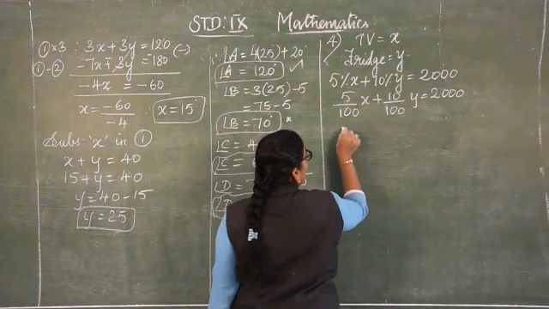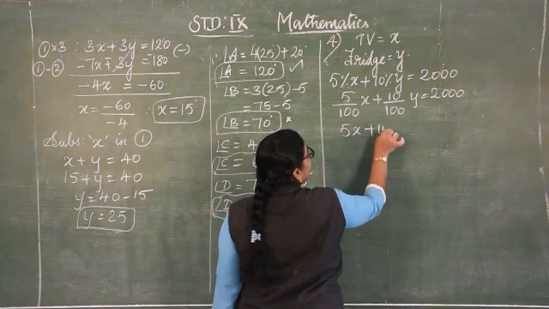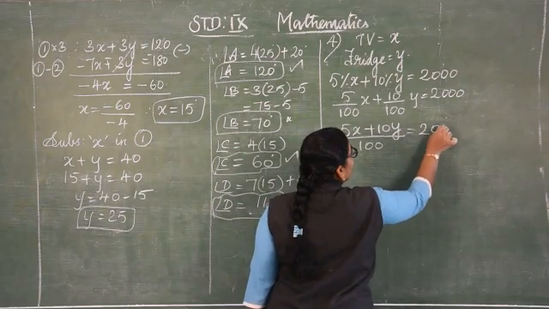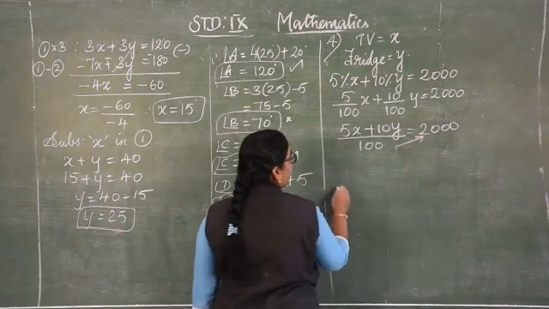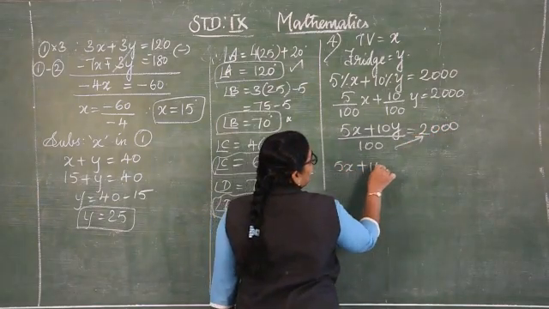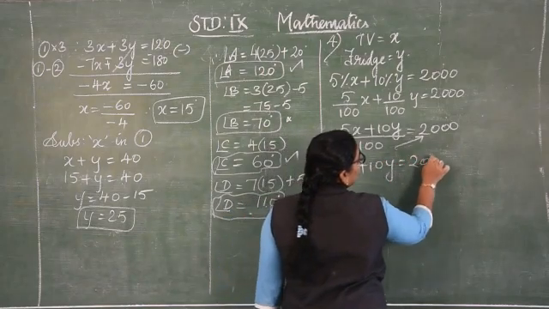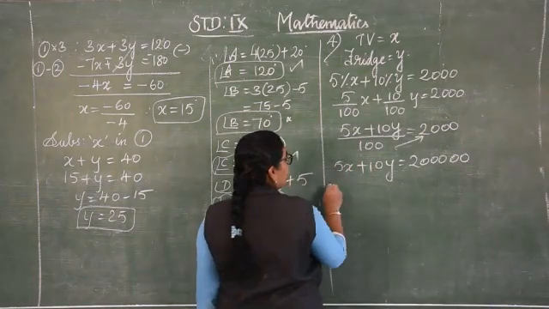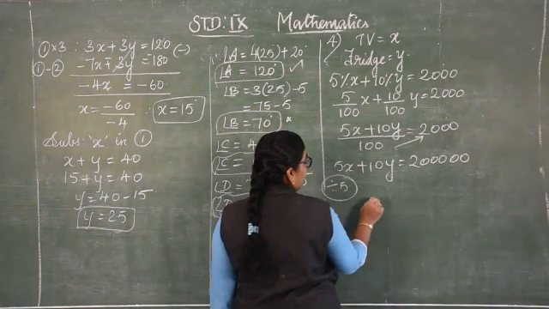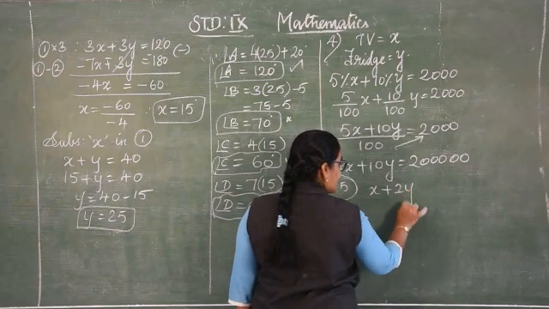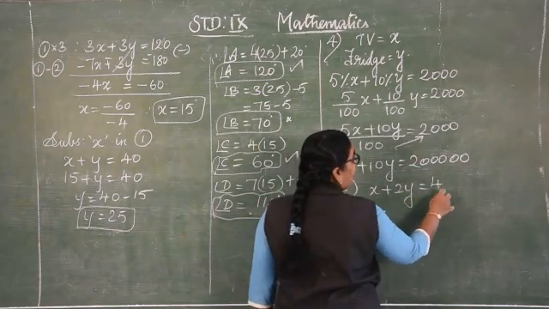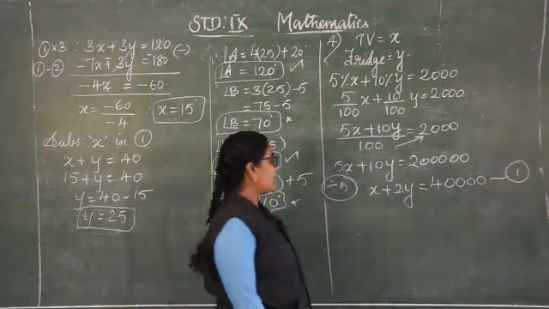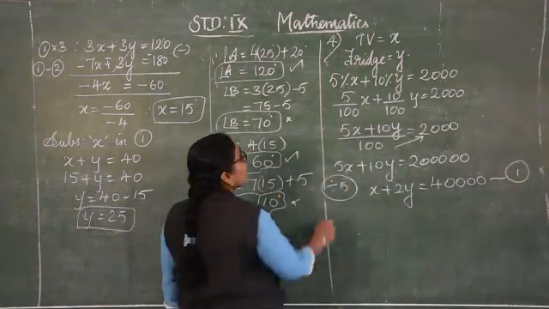So directly we can write 5x plus 10y by 100 equal to 2000. Again cross multiply. 5x plus 10y is equal to 2000 into 100. I directly write 2 more zeros. So divided by 5. Simplify the equation. x plus 2y is equal to 40000. This will be your first equation. Simplified equation.